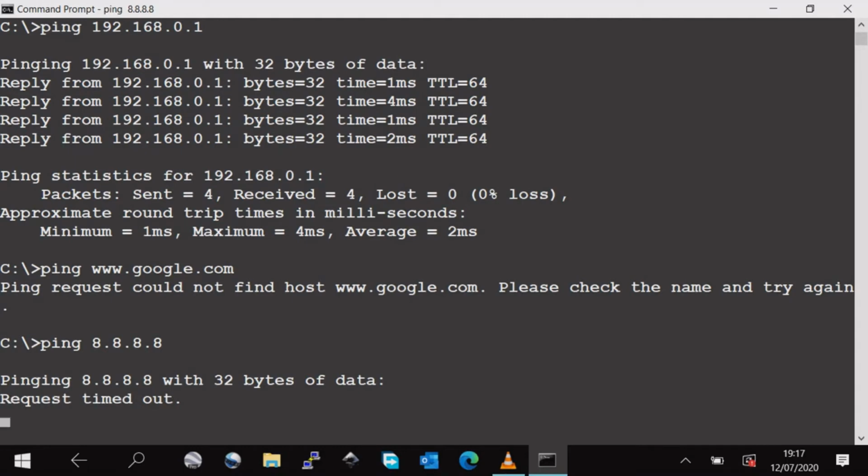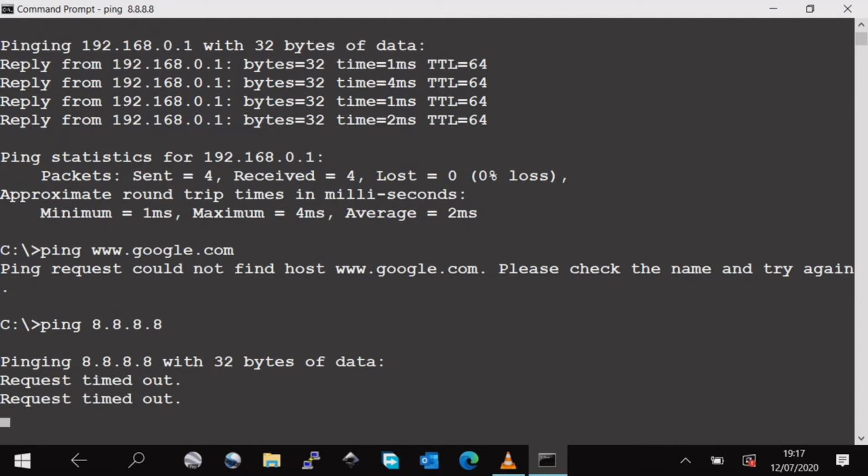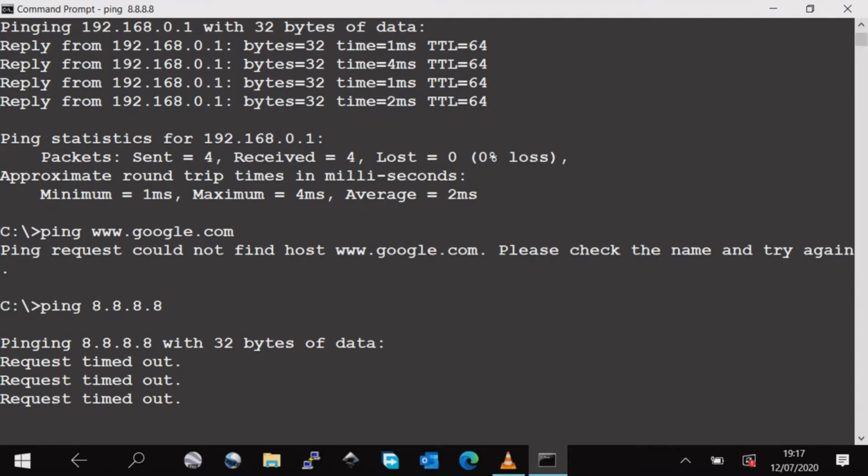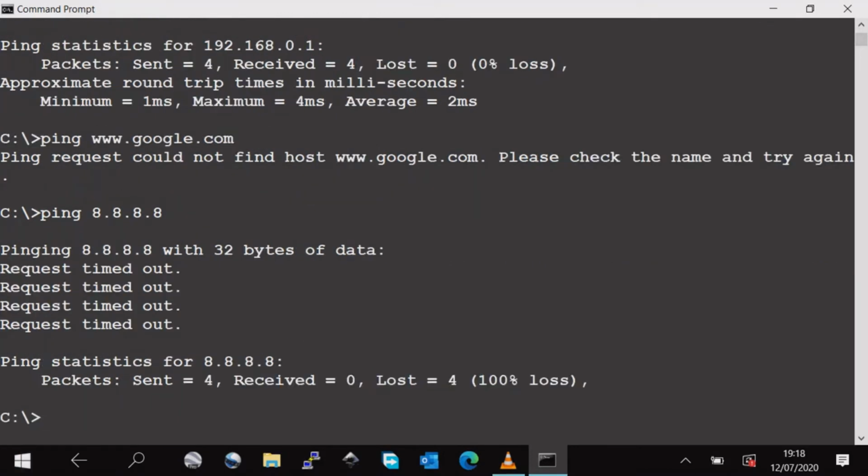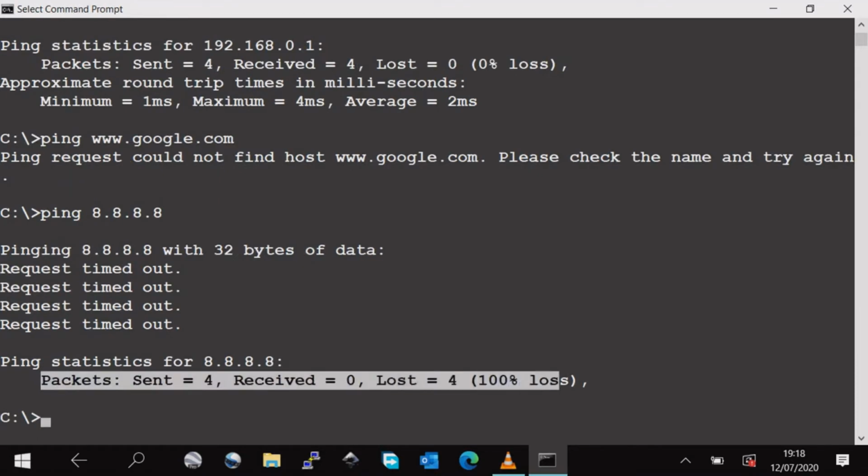We now get a different error that says request timed out. Out of the 4 packets that we've sent, we've received back none. This means that we have no connectivity to this particular Google DNS server. We can safely interpret this as lack of connectivity from my computer to the internet, as it is extremely rare for the Google DNS servers to be unavailable.